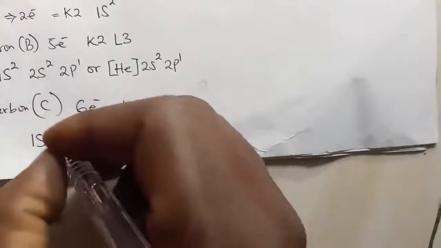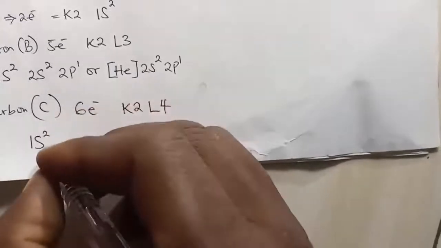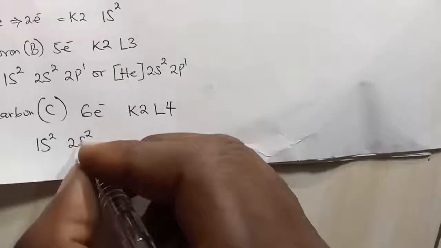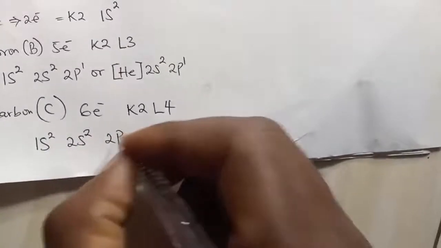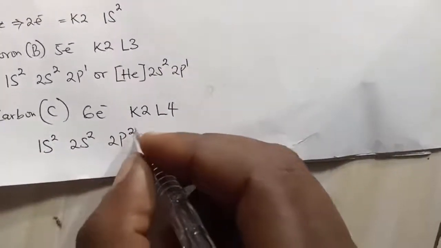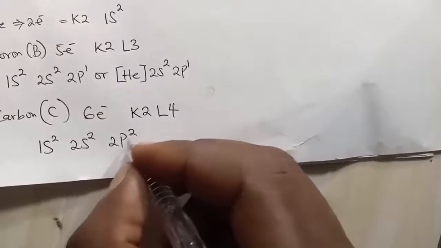If we want to write it out electronically, you write 1s2. 2s2 takes 4, so 4 is already gone, remaining 2. So p now takes that remaining 2. Remember, it's supposed to contain a maximum of 6, so with 2 remaining, you will now take that 2.